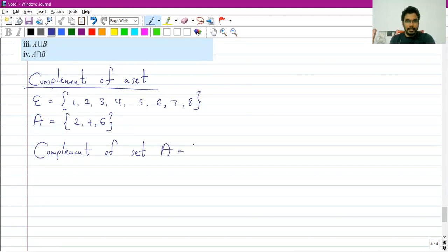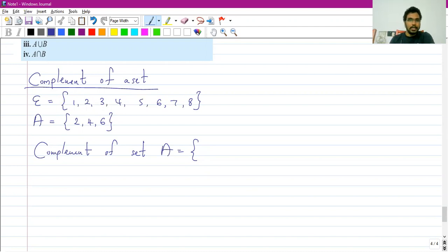So what I said is, complement means, if there is a universal set and a subset belonging to this universal set, if I take that subset as A, all the elements which belong to this universal set but do not belong to A can be named as the complement of A.